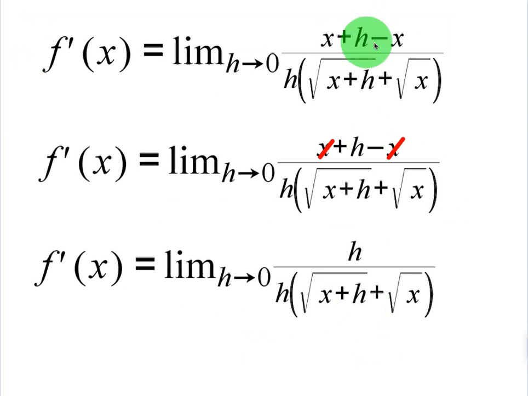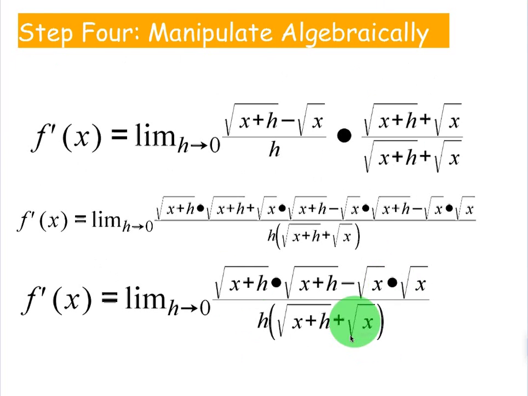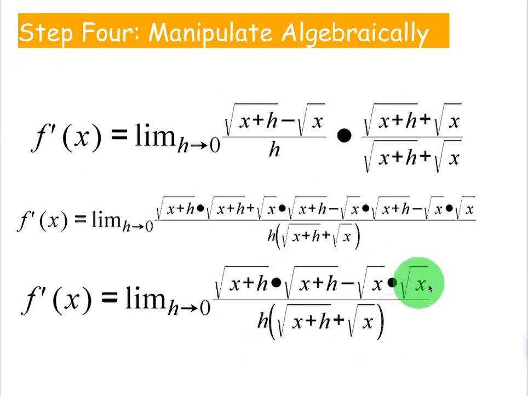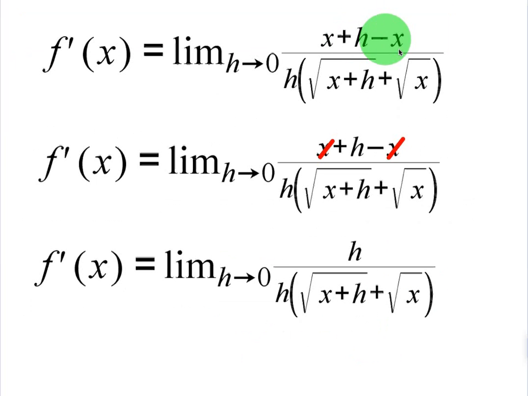Going back up here, some of you may be confused because it goes from one slot to the other. But again, square root of x plus h times square root of x plus h is just x plus h, which is where we get that. And then the square root of x times the square root of x is just minus x. So the x's cancel. We're left with h on top and h on bottom.